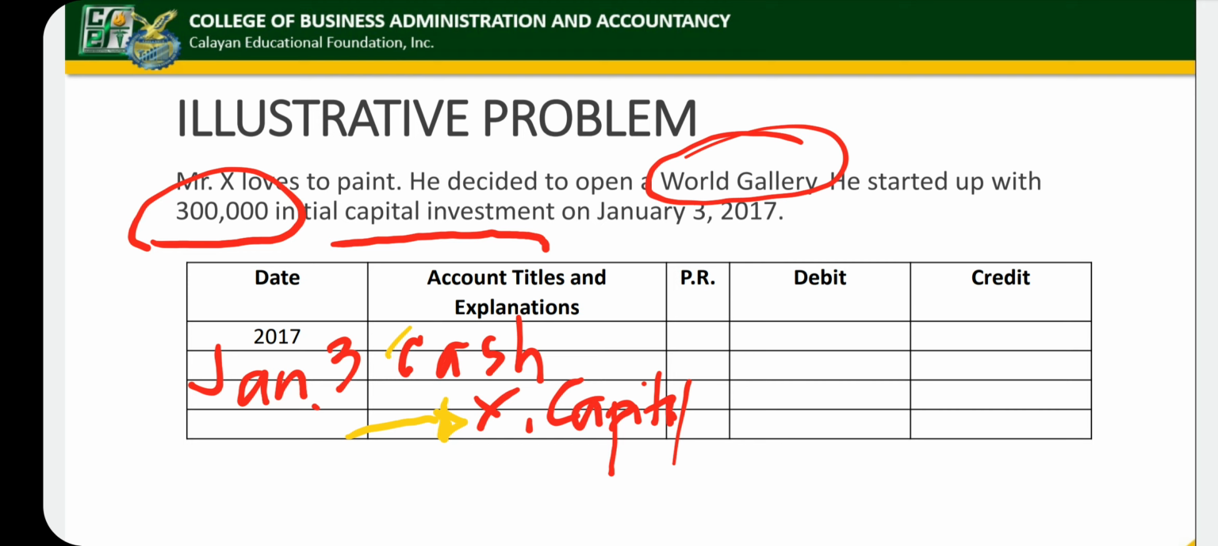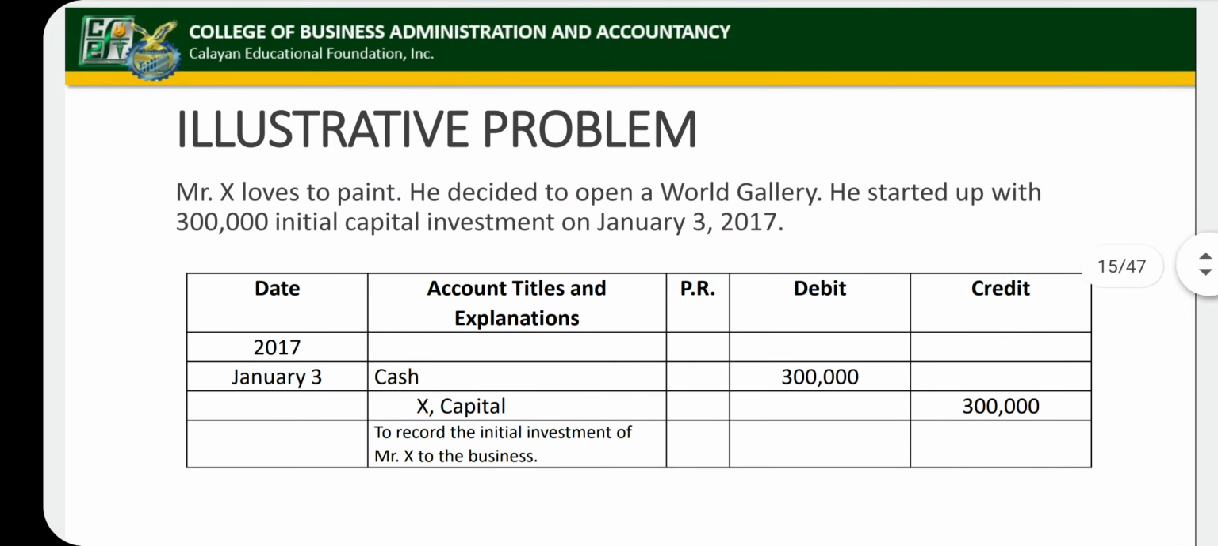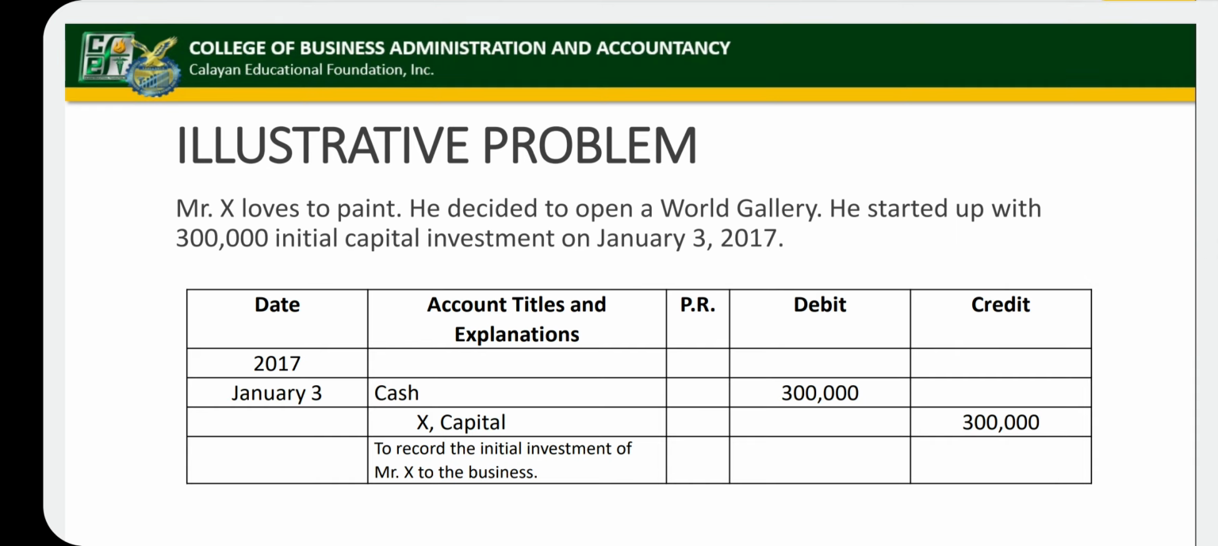Okay, then we're going to write the amount of the investment. So, 300,000 pesos. Then, for the explanation, to record the initial investment by Mr. X, or eto, may nakaprepare naman ako dyan eh. So, yan. To record the initial investment of Mr. X to the business. So, pinakita ko lang kung paano ko siya in-entry.